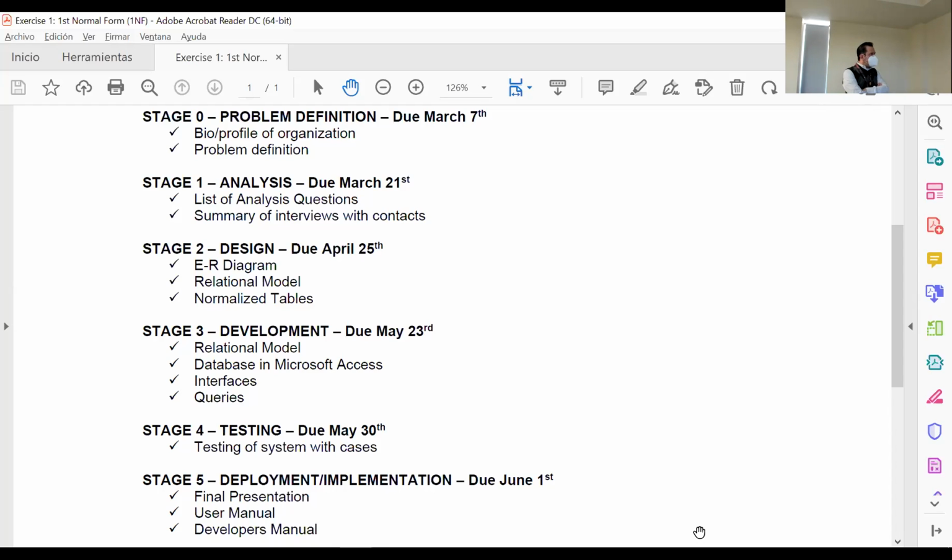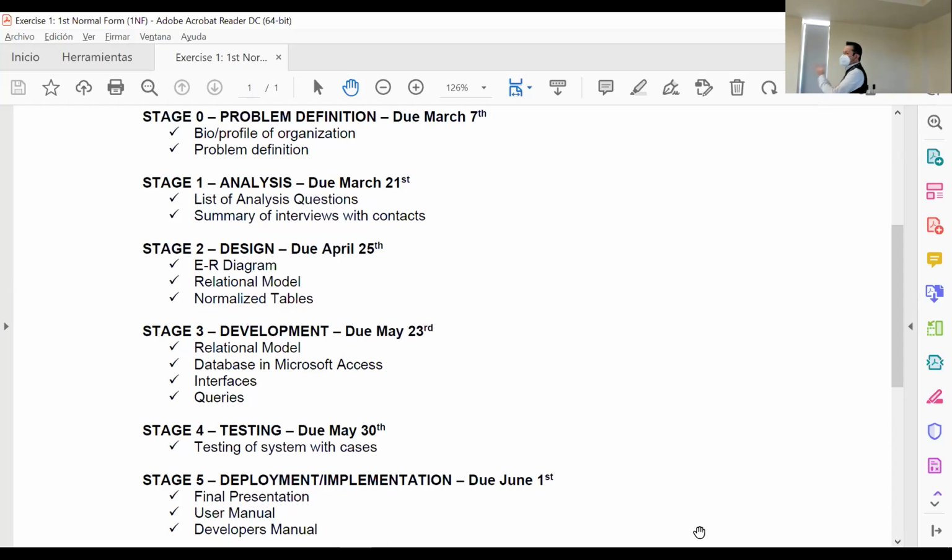And the due dates for these are defined beginning in a couple of weeks. And there's roughly going to be about 1 deliverable per month, okay? And the final deliverable is the complete database system working, okay? And so the first stage, which is stage 0, is the problem definition.